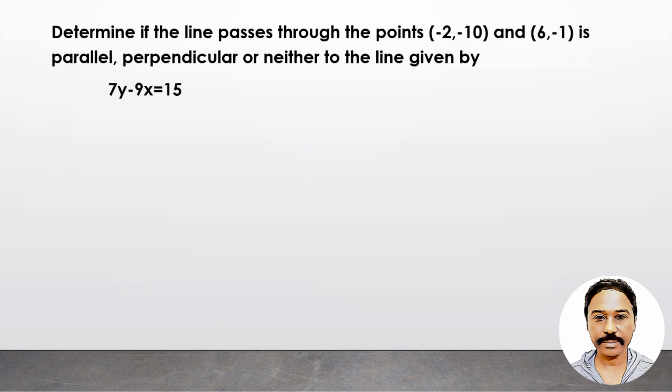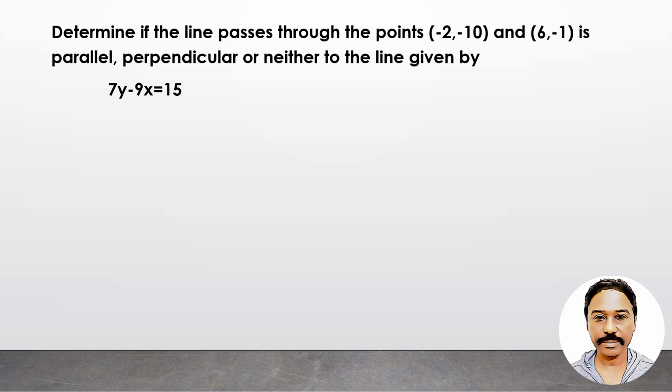Let's take another example. Determine if the line passes through the points -2 and -10, and the second point, which is 6 and -1. So just notice the x-axis and y-axis coordinates in the first point and in the second point, and then check if these points are parallel or perpendicular or neither to the line given by this equation.